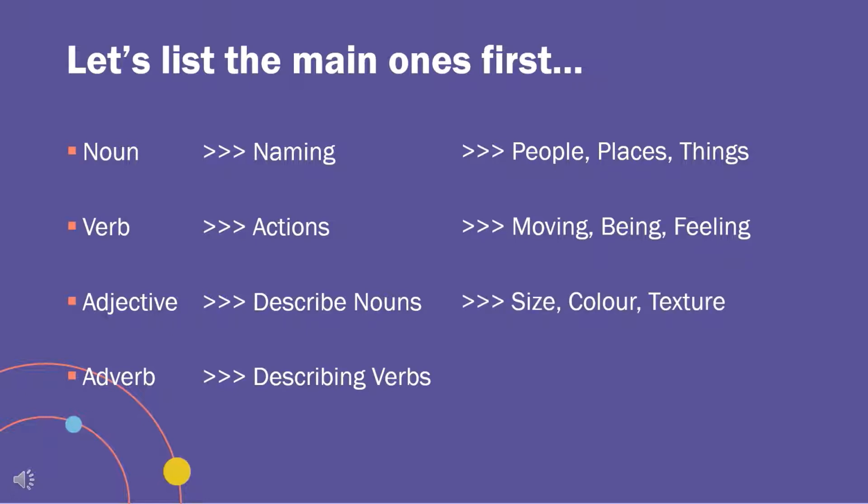Adjectives describe nouns in reference to size, colour, texture, taste, smell, and all sorts of other things that relate to your senses. Adverbs describe how the verbs happen, so related to pace, like how quick or slow something's happening, the volume of something, and how much effort's being put in, for example.